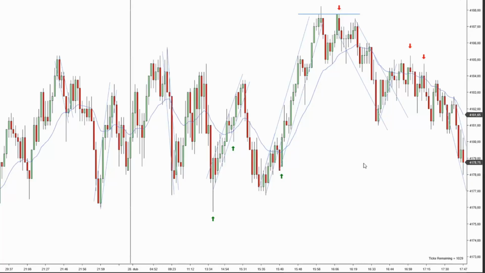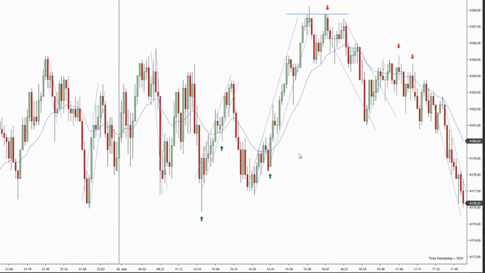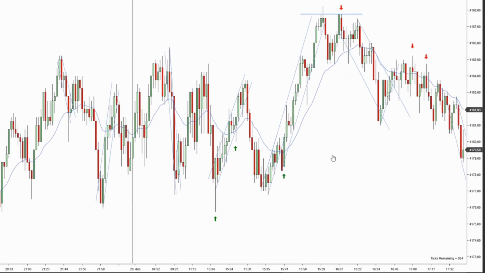So you just saw how I traded the trading range and what was going through my mind as the prices were printing on the chart. But let's now talk about how to find the high probability setups and how to avoid taking losing trades while we are trading trading ranges.